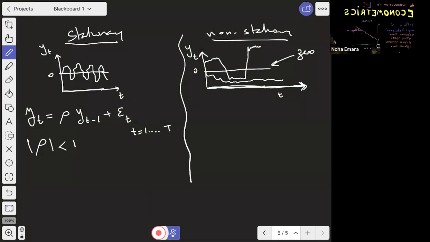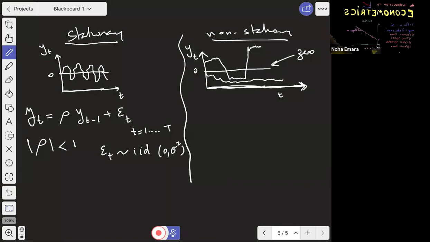So even if the time series goes up, it will definitely go down because the parameter is a fraction, it's less than 1. Epsilon, we can think of this error term as IID, okay? It's identically independently distributed. It has a 0 mean and a variance sigma squared, okay?